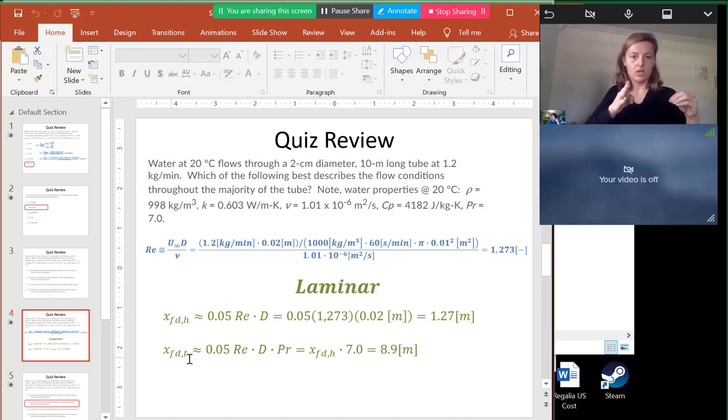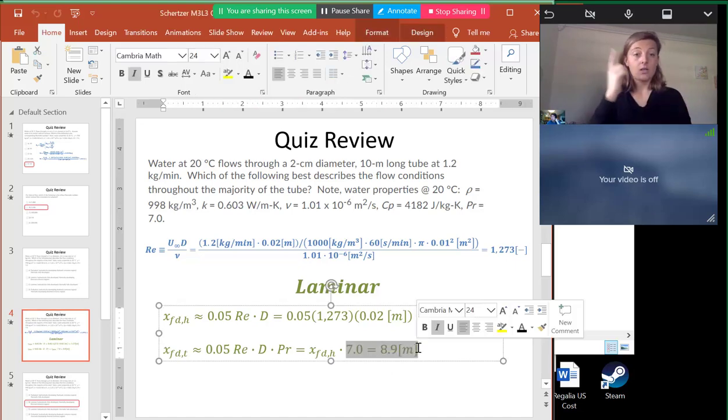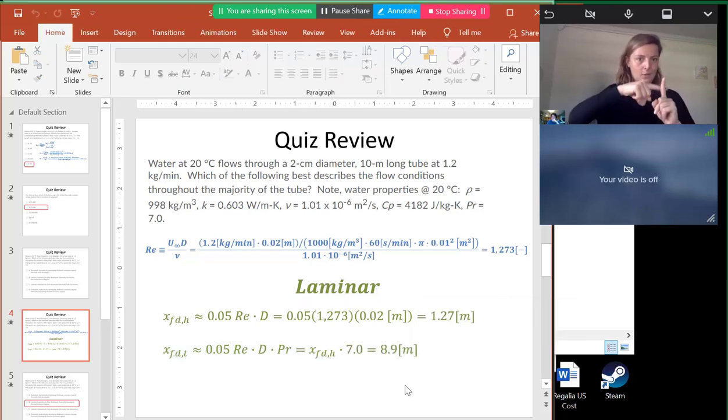And then similarly, for the thermal entrance length, we get that sort of core of the flow where the temperature would be constant at whatever T infinity was, or T in, I guess, of the fluid coming into our pipe. And the core of the flow is going to maintain that temperature until we get to almost 9 meters into the pipe in this case. And then we would have the temperature profile that we would expect from a fully developed thermal flow. Does that make sense?